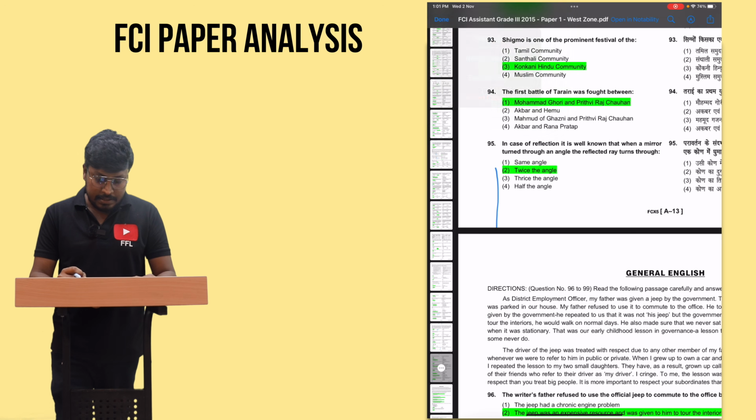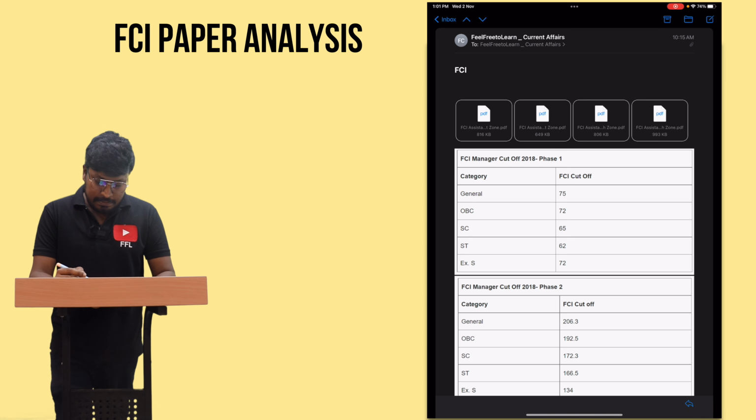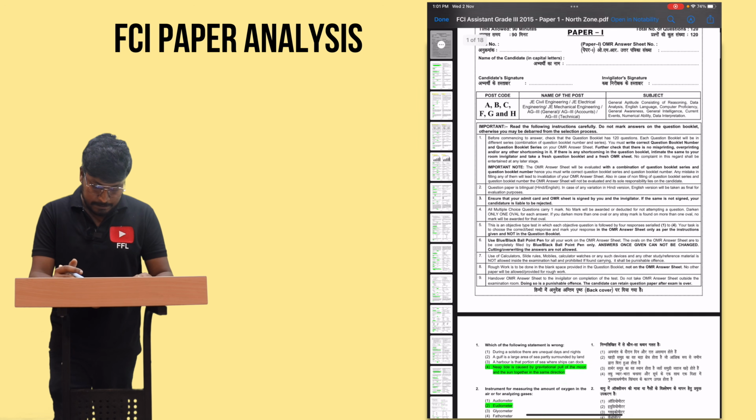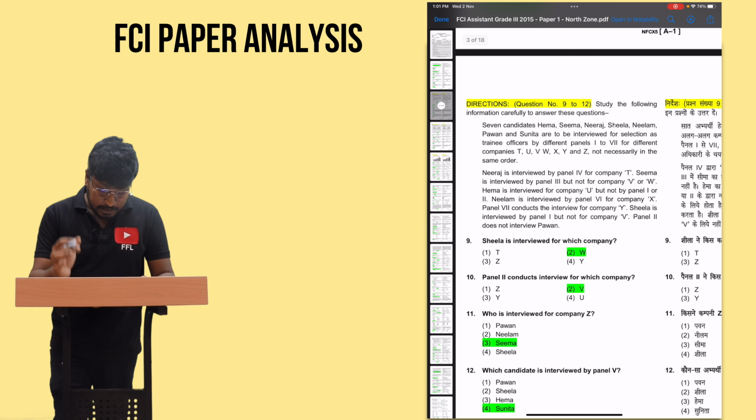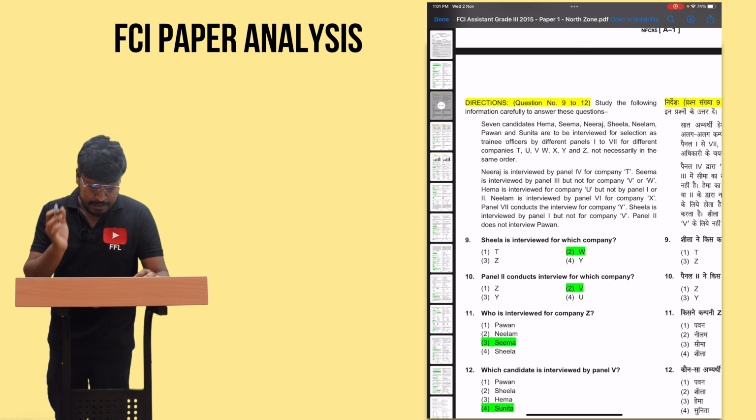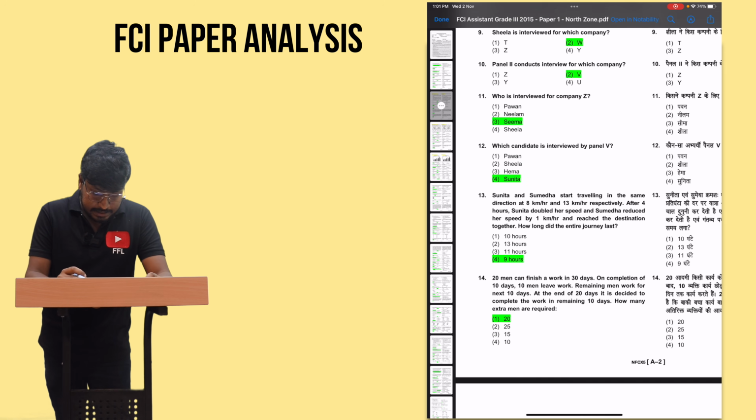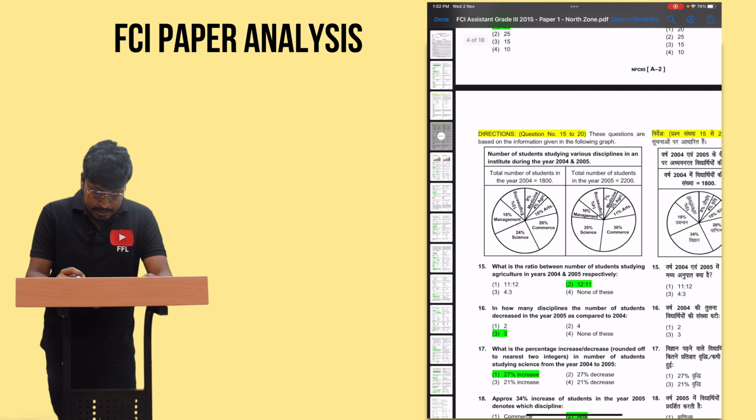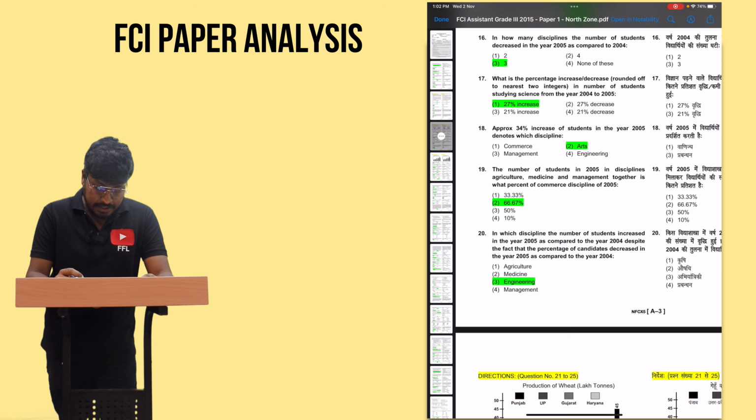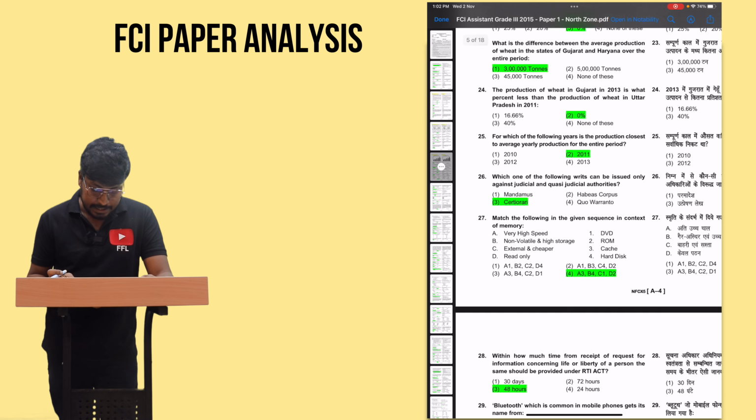So this is the West zone paper, this will be West zone 2, and this will be the North zone FCI question paper. Again you can see candidate arrangements. So arrangements were initially asked. Then time and distance, time and work. Data interpretation, 5 questions were asked. Again 2 DI were asked in the exam.